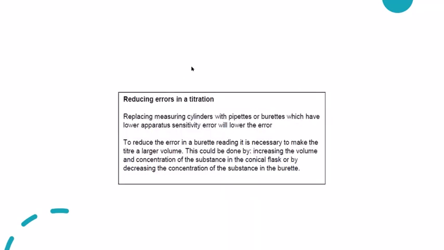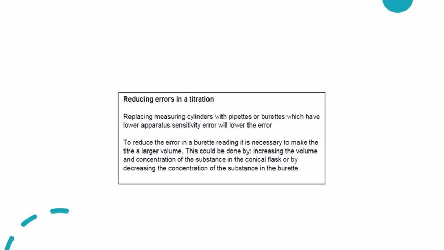So, reducing errors in titration: if you want to reduce errors in titration, replace the measuring cylinder with a pipette or burette and reduce the error in a burette reading. It is necessary to make the titre large, and this could be done by increasing the volume or decreasing the concentration, like increasing the volume and concentration of substance in the conical flask.